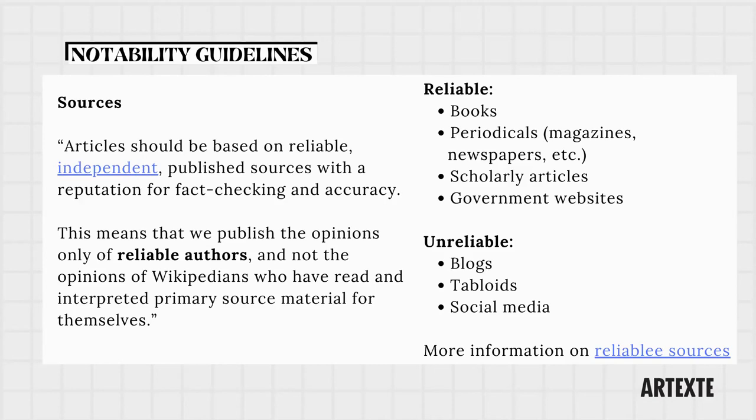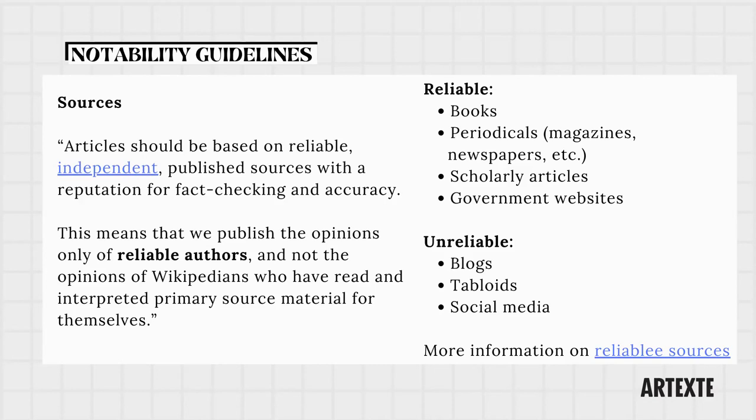So, as we mentioned, articles should be based on reliable, independent, published sources with a reputation for fact-checking and accuracy. This means that we publish the opinions only of reliable authors and not the opinions of Wikipedians who have read or interpreted the primary material for themselves.